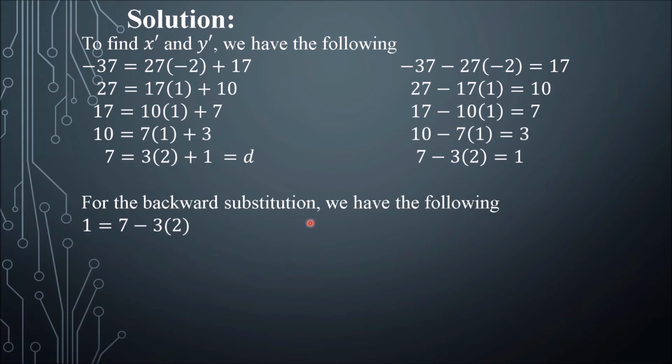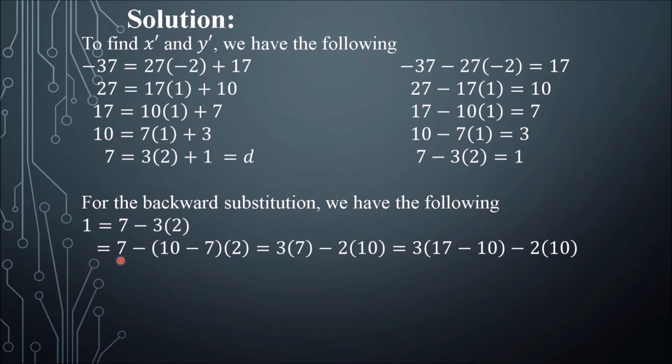Now, for the backward substitution, we have the following. 1 is equal to 7 minus 3 times 2. 1, of course, is the first remainder. That's why we started with 1. Next, since the next remainder is 3, we substitute this value for 3. And then we have 7 here, and then 2 7s here. So we have 3 7s. So 3 times 7, then minus 2 times 10.